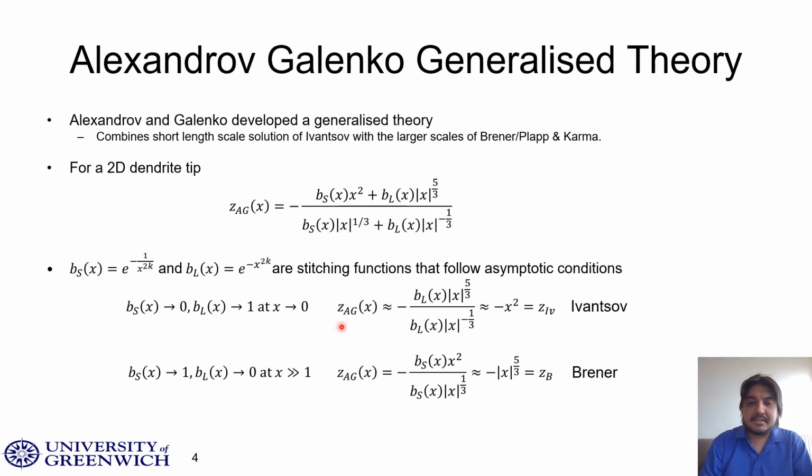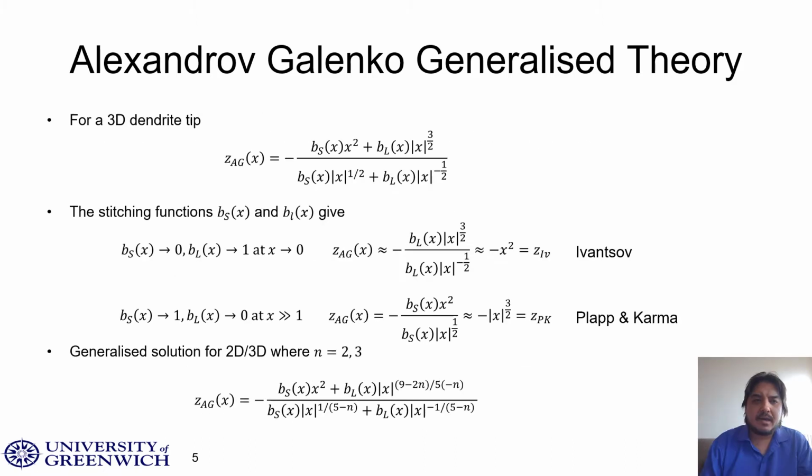And if we apply this to this general form at the top, we can see that the bs terms disappear or vanish, leaving just bl, which tends to 1 and ultimately tends to the Ivantsov solution. Conversely, as x becomes much greater than 1, bs tends to 1 and bl tends to 0. And so applying that again to the generalized solution, bl vanishes, and so we end up with this term here, where bs tends to 1, and then this conforms to x to the 5/3, which is the Brenner solution.